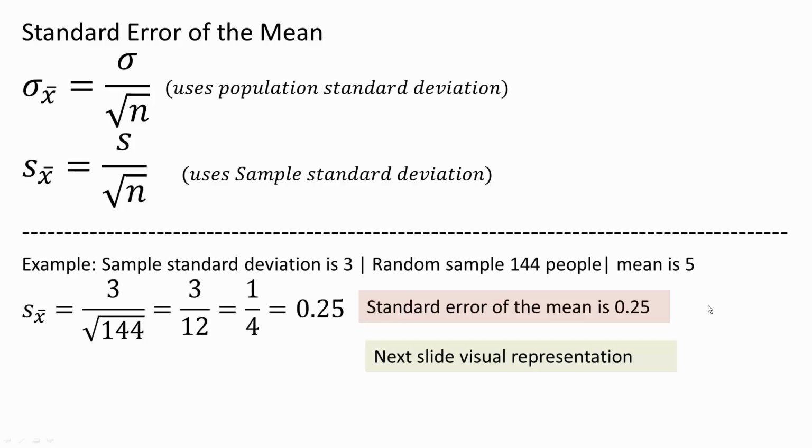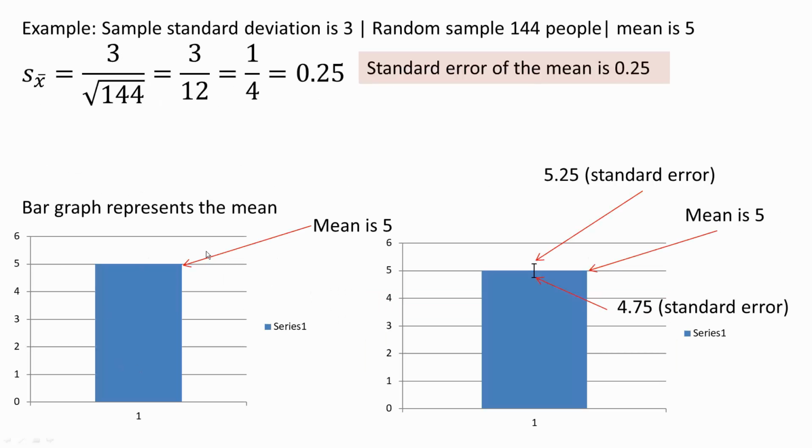In the next slide, we will go over a visual representation. This bar graph right here represents the mean. We have 5, and it says 5 here. The mean is 5, right? Now, in order to visually see the standard error of the mean, we have 0.25. So it goes up to 5.25, and it goes below to 4.75. That's essentially the standard error of the mean.